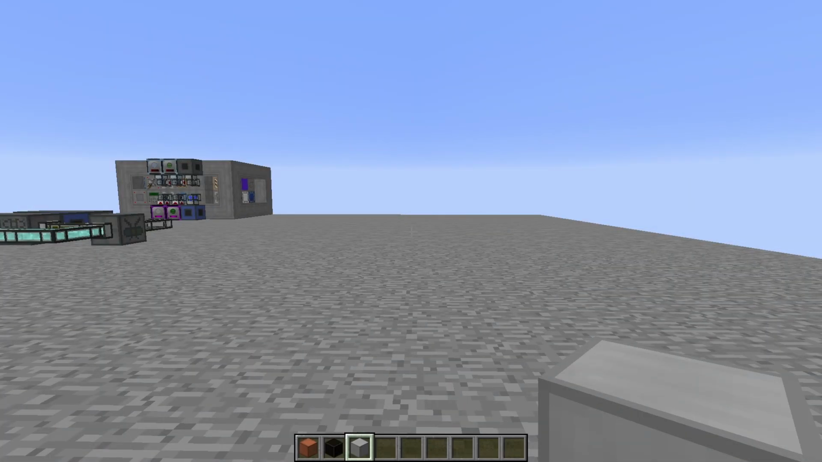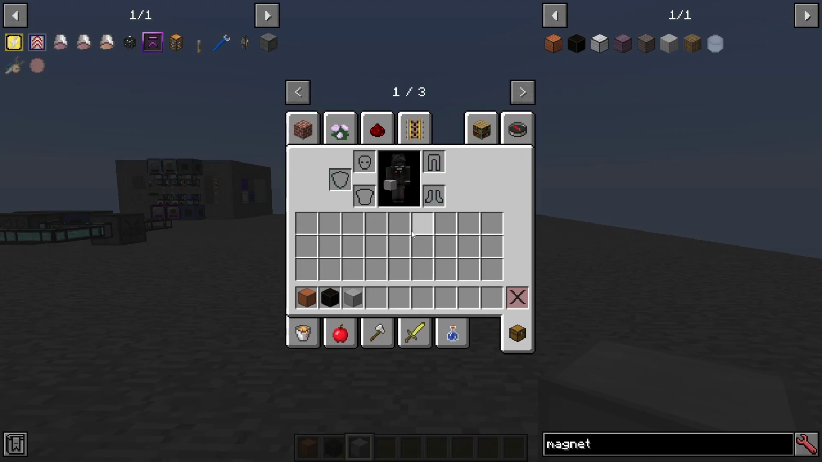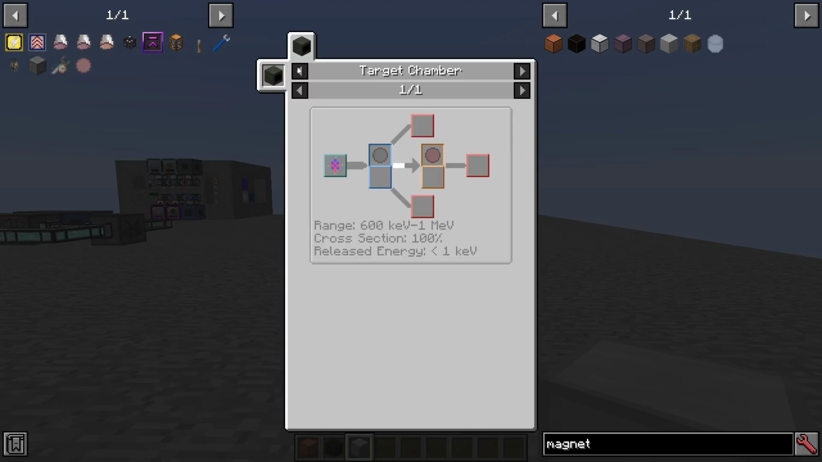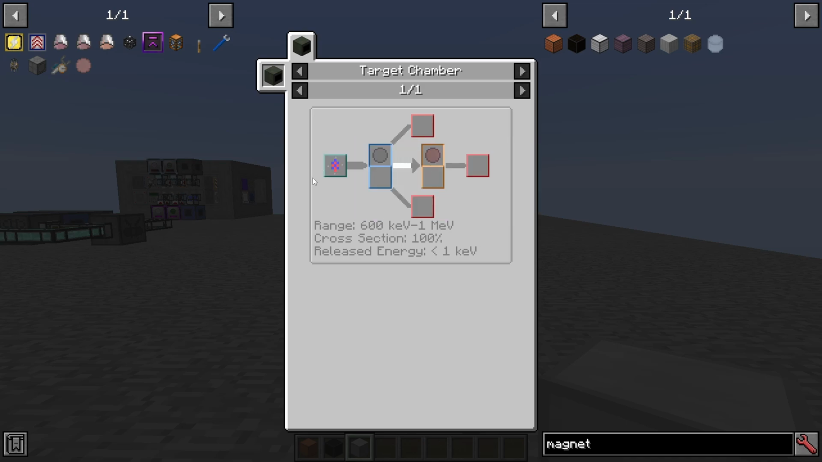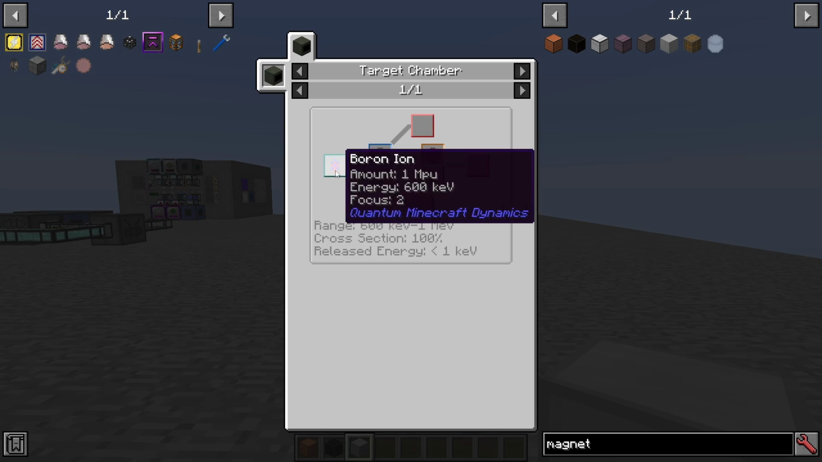Okay, let's open J to see the recipe that we'll do at the end of this lesson. We need 1 million PU of boron ions. We need those boron ions to have an energy between 600 kilo electron volts and 1 mega electron volt, as we can see by the range stat. And we also need a minimum focus of 2.